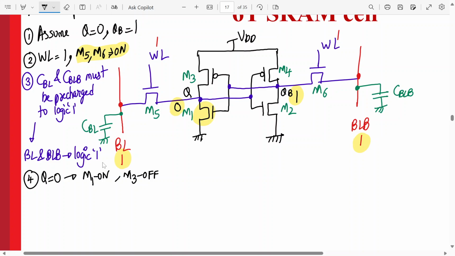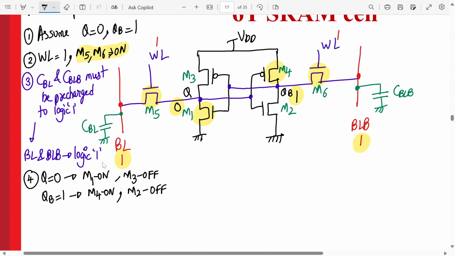Yes or no? Now, if QB is 1, which transistors are on? M4, right? It's a pull up, no? So M4 will pull it up. So M4 is on and M2 will be off. Agree or no? So this is on, this is on and this is on, whereas M2 and M3 are off. Agree or no? Yes?